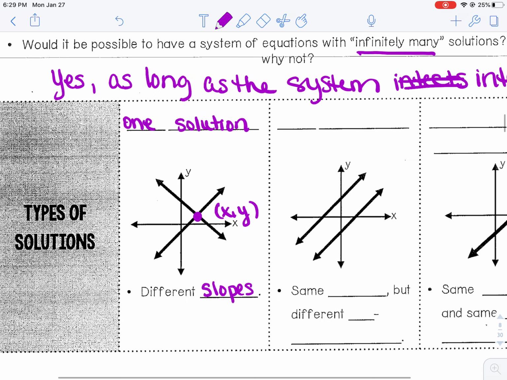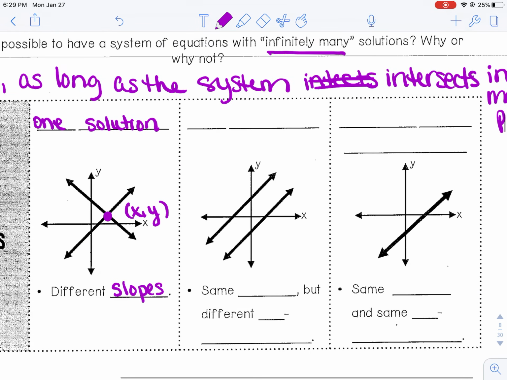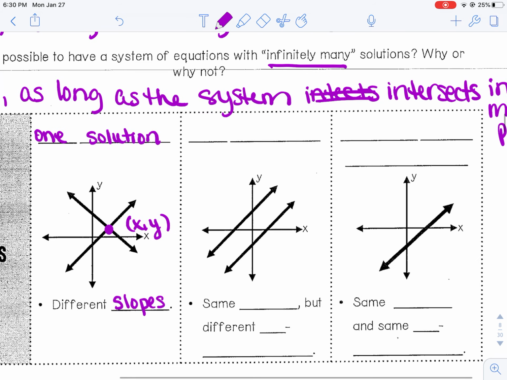Okay. Then today we're going to look at these two situations here. We've got these parallel lines on this middle one. These parallel lines will never, ever intersect, so that means that there is no solution to these. Okay, there will never be an X and Y coordinate where they meet. The way that this happens is that they have the same slope, but they cross the y-axis at different places, so they have different y-intercepts.